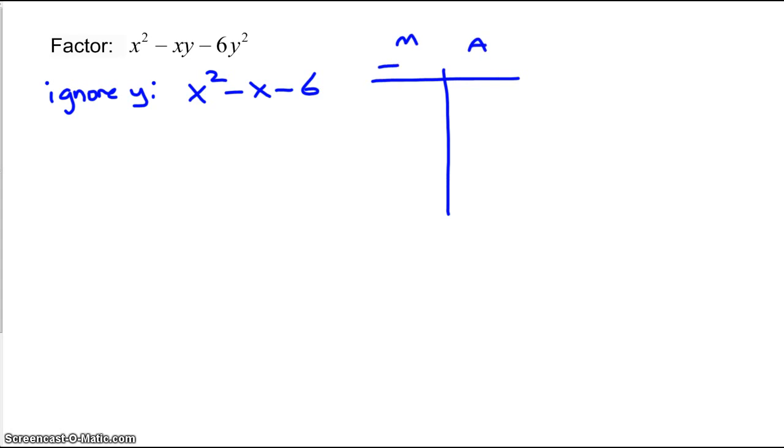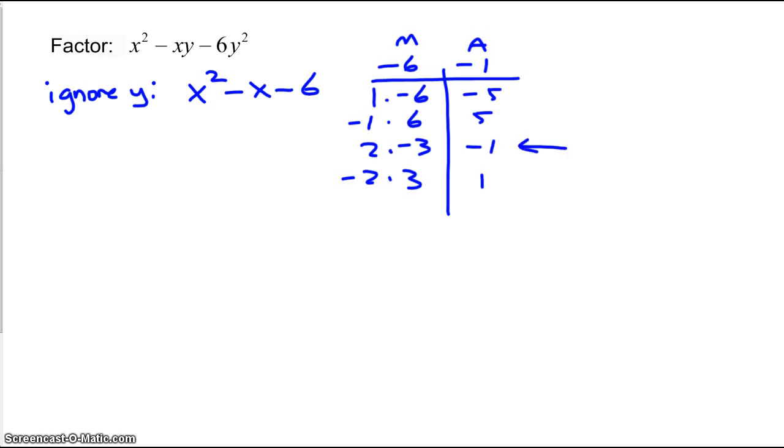We're going to multiply to negative 6 and add to negative 1. So that's 1 times negative 6, negative 1 times 6, or 2 times negative 3, negative 2 times 3. And that'd be negative 5, 5, negative 1, 1 when I add those. And so I need negative 1 there. Looks like it's 2 and negative 3. And so we would say this is x plus 2, and then x minus 3. Now here's what I'm going to do. Because I ignored the y, I'm just going to reinsert it in the right side of each factor, like that. Because if you do that, you'll see that it does work.